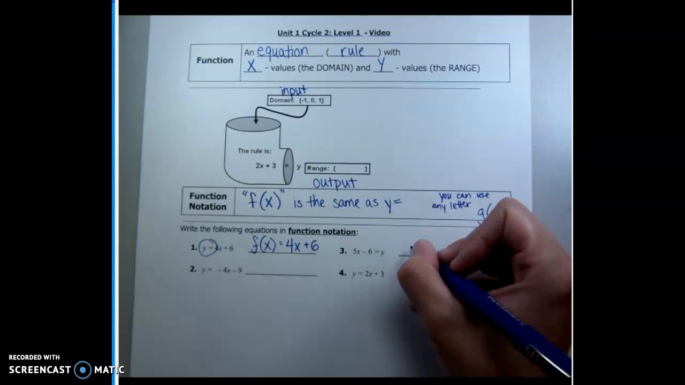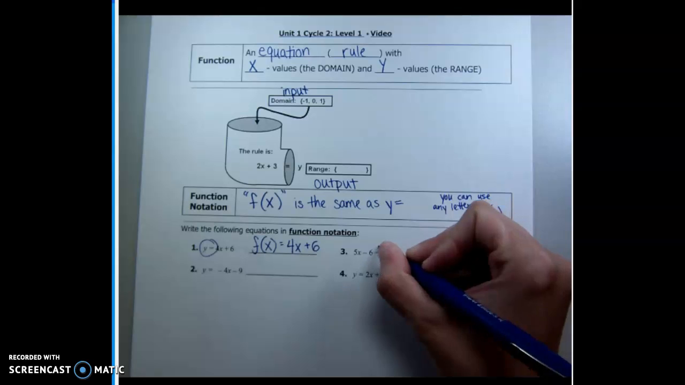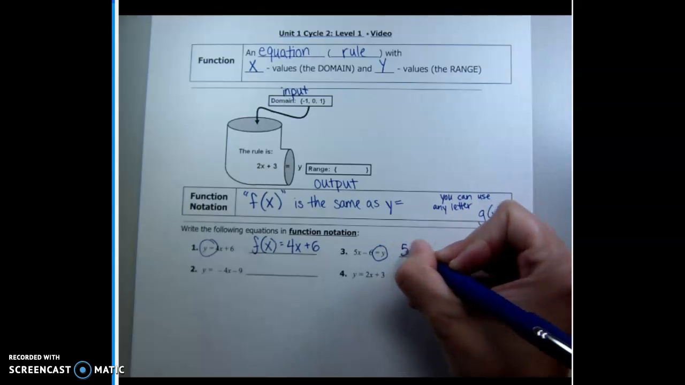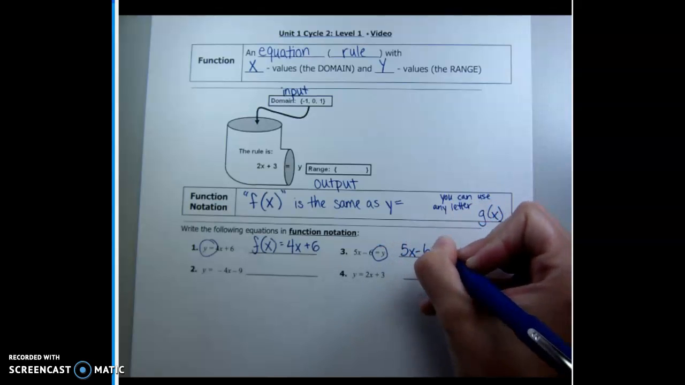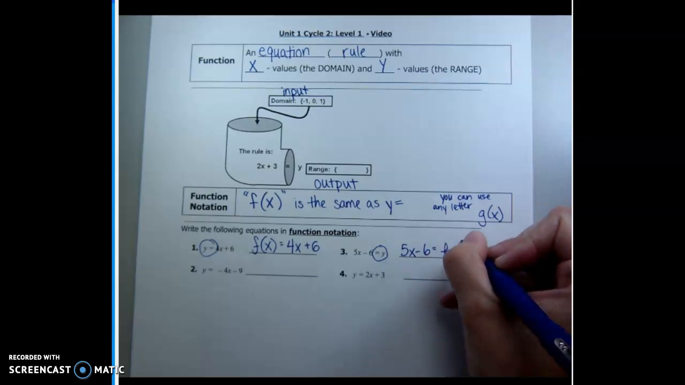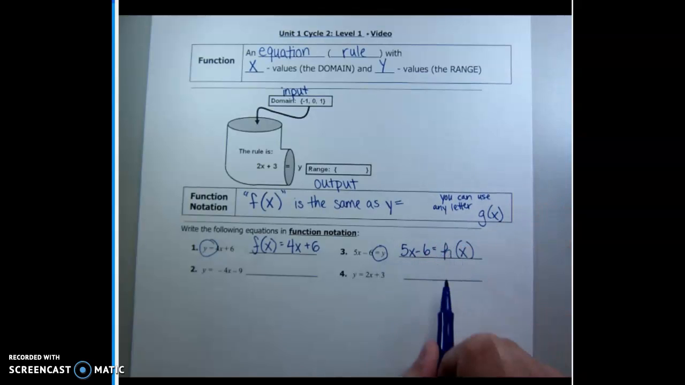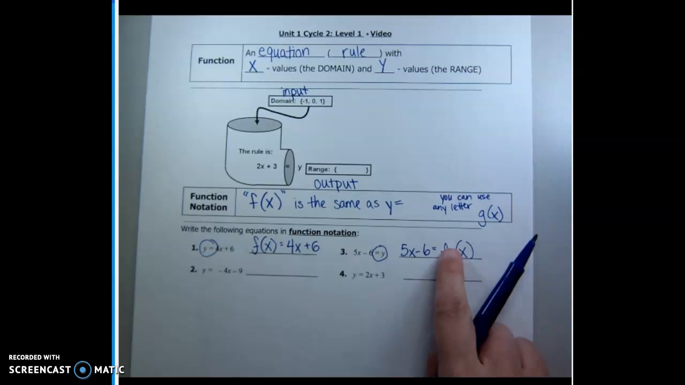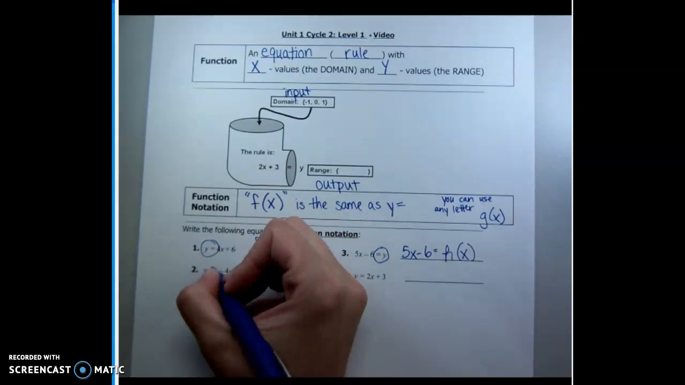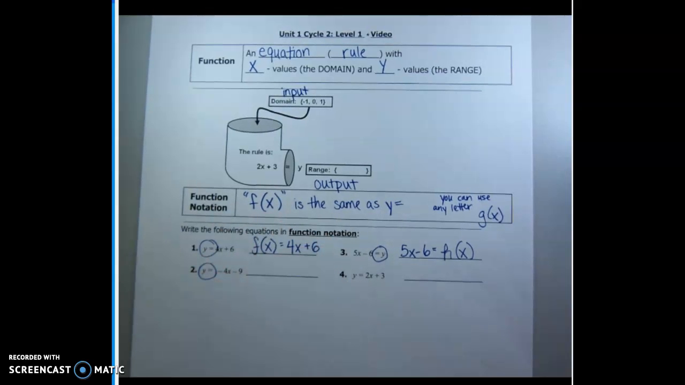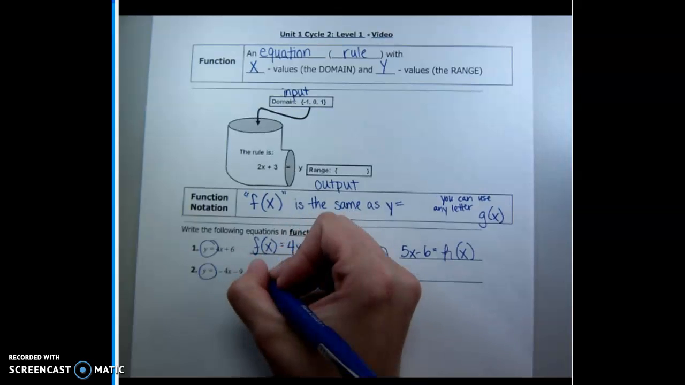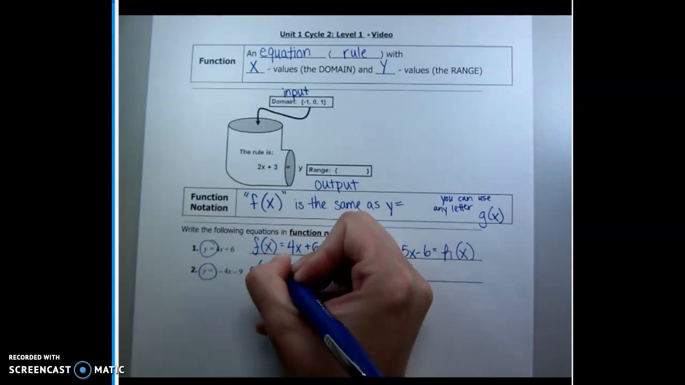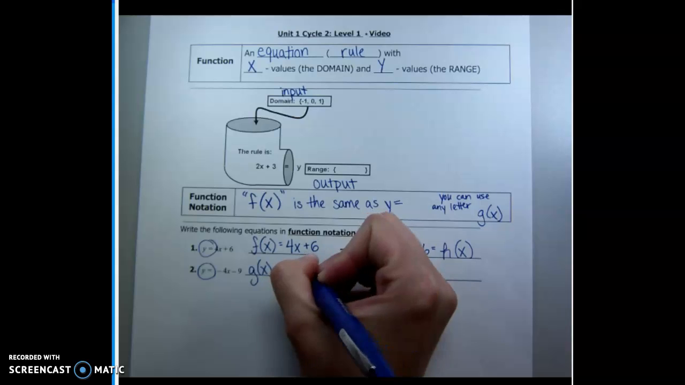Okay, for the next one, I'm going to use h. So just changing this part. So it's 5x minus 6 equals h of x. Okay, it does not hurt me that this is on the other side. Nothing's attached to it. So this is the same as this as long as this part is alone. The name has to be alone. Over here, I'm going to use g. So g of x equals negative 4x minus 9.